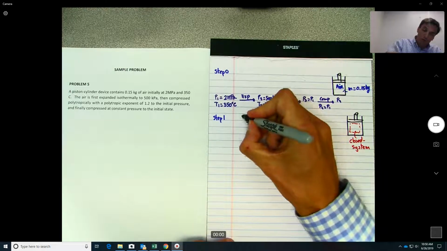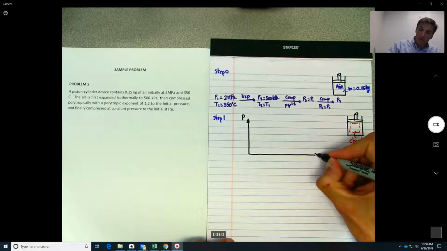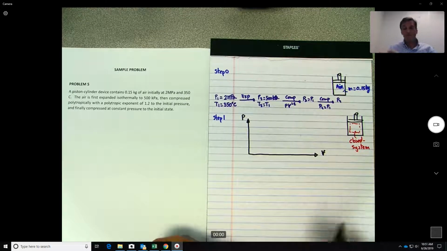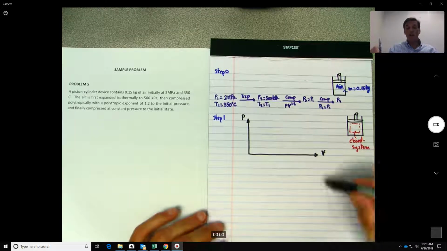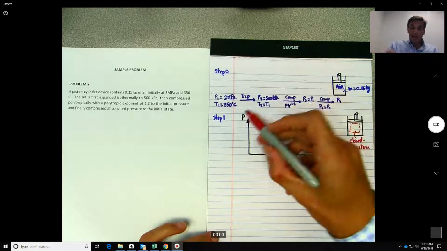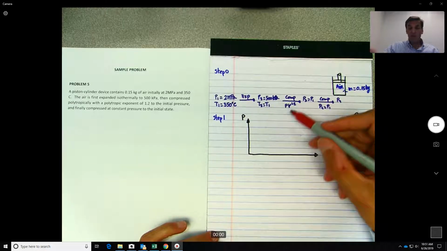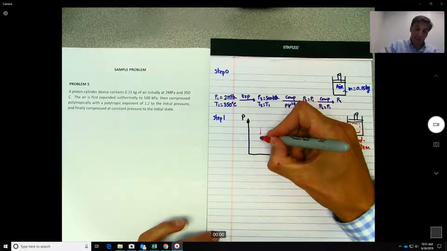Alright, and now when you have different processes, or even if you only have one, it's always good to do the PV diagram. So over here, since we're missing a lot of data, we're probably going to have to do a bunch of calculations before we get to the final figure. But let's see, it looks like it's an expansion, so we should be here, and then it's going to go back. So let's guess.